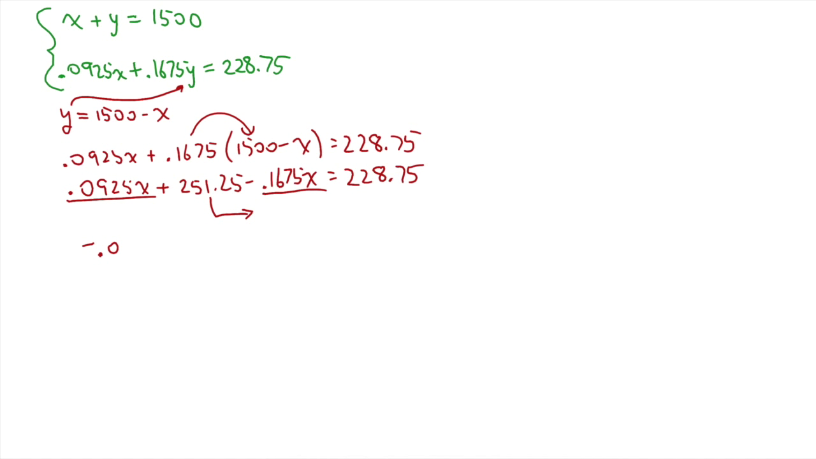Negative 0.075x is equal to 228.75 minus the 251.25, which is negative 22.5. And then divide both sides by negative 0.075. You get x equals 300.